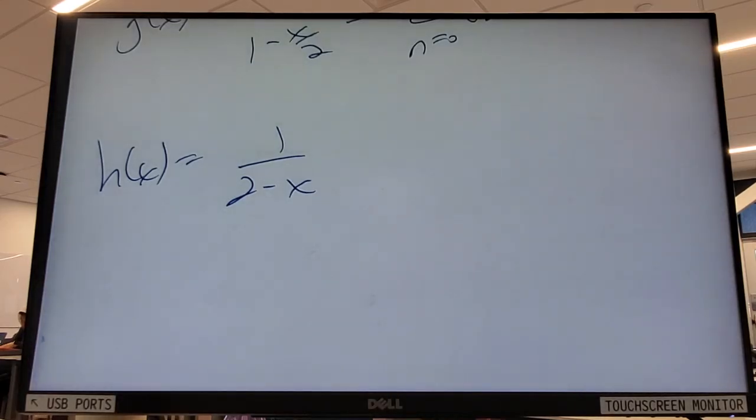What's wrong with that? Why doesn't that match the format it needs to? It has a 2 instead of a 1, right? It's 1 over 1 minus blank equals the sum of blank to the n, yes? That's the form. That is not right. I can't use this form to get me there. But Sarah's got an idea. What's your idea? Take out a 2 from the bottom.